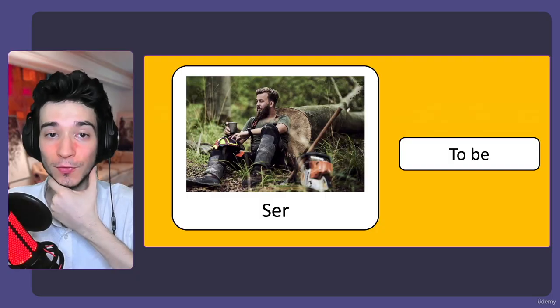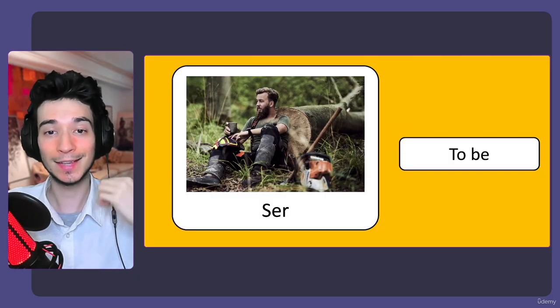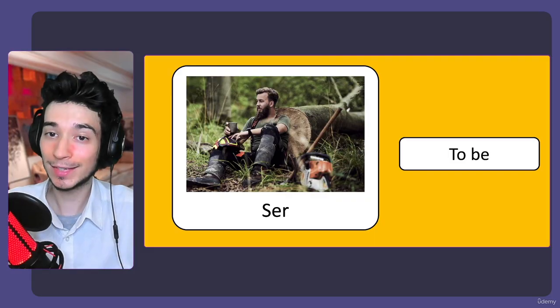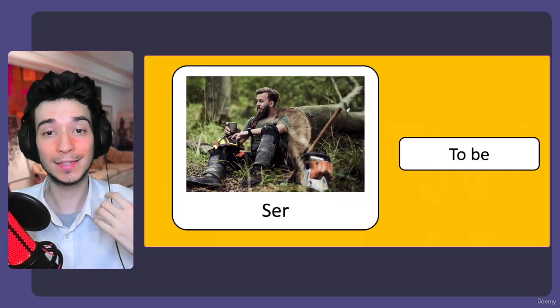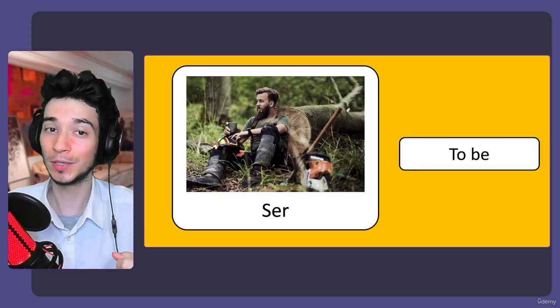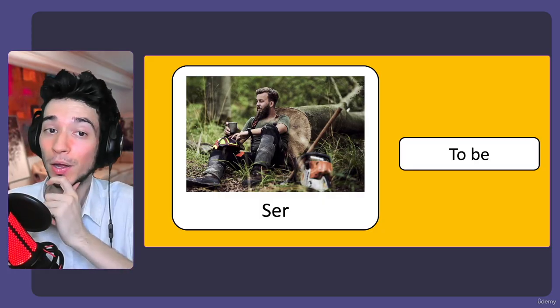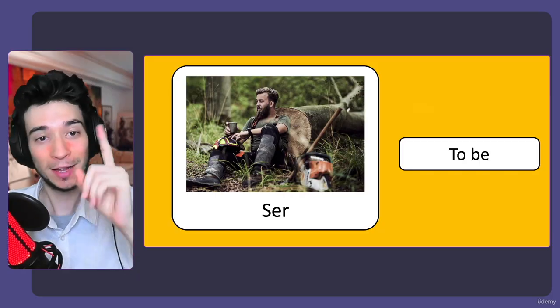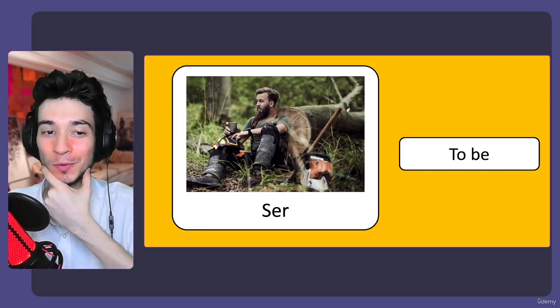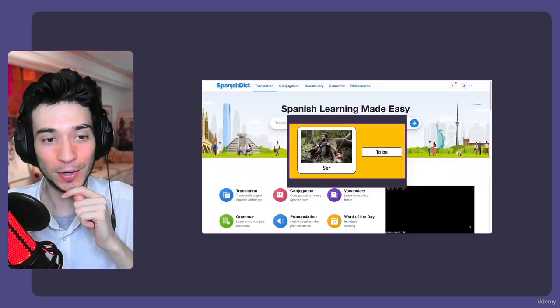So let's look at the first verb we have, which is the most basic one, which is ser. Ser means to be. The conjugations could be a little tricky, but I have exactly the life hack you want. What you want is to get a conjugator. So let's look for a conjugator.